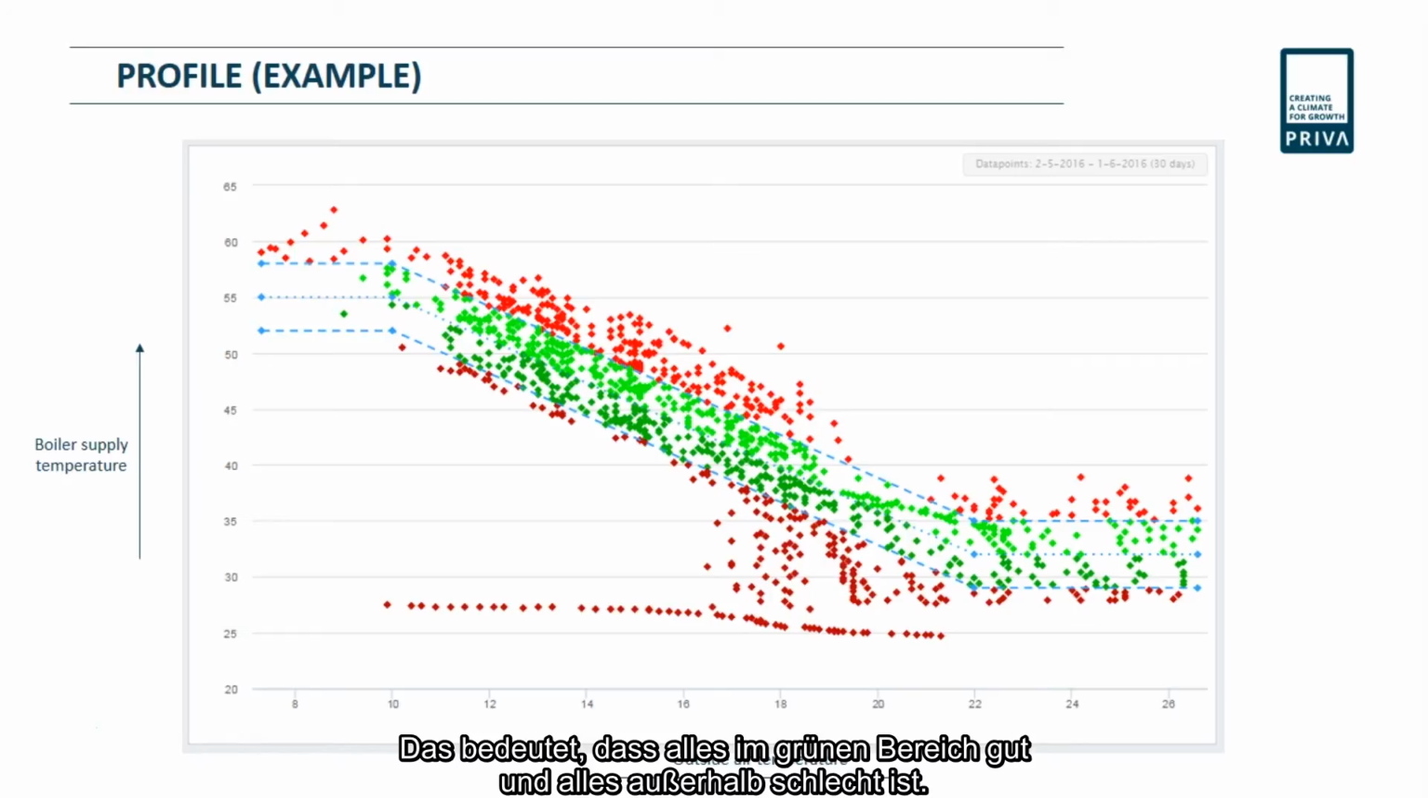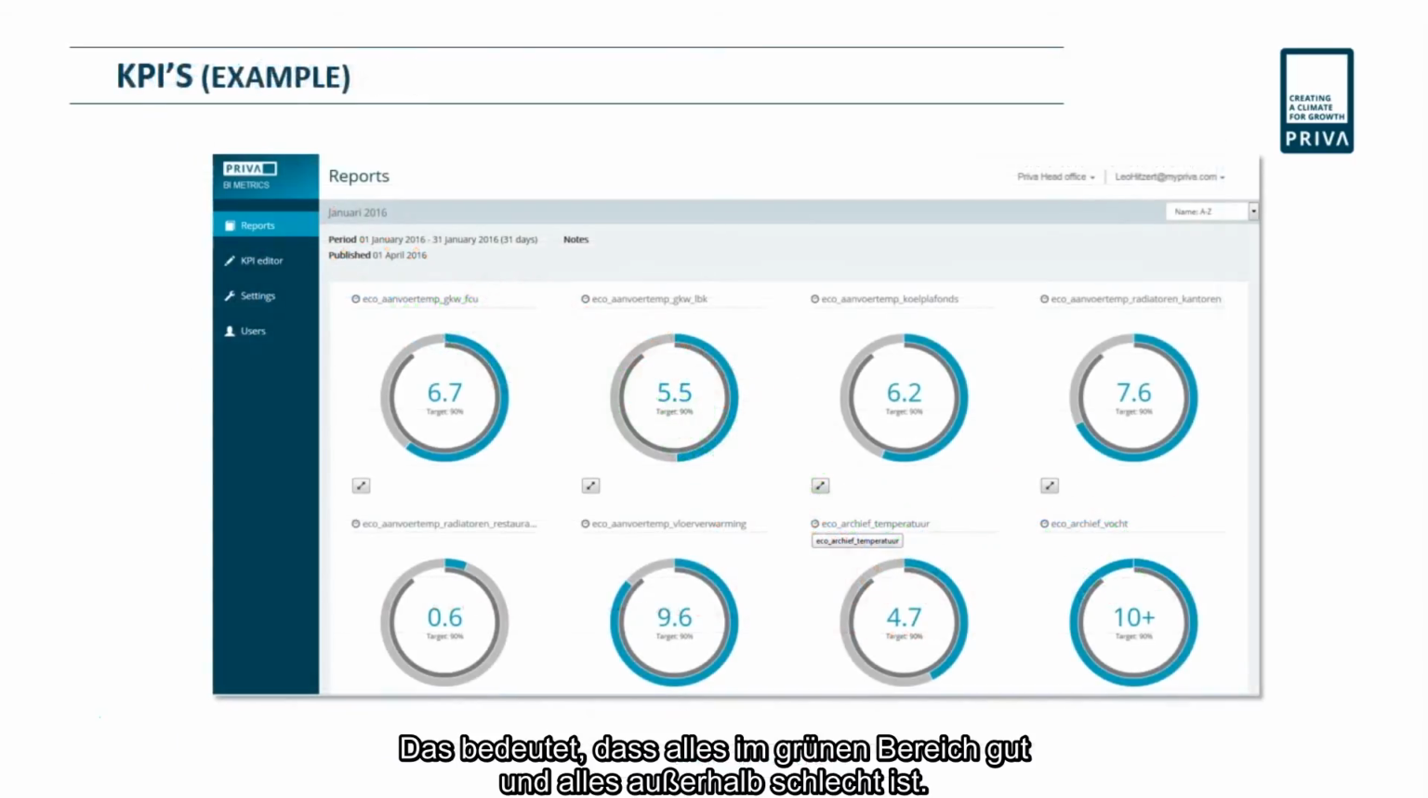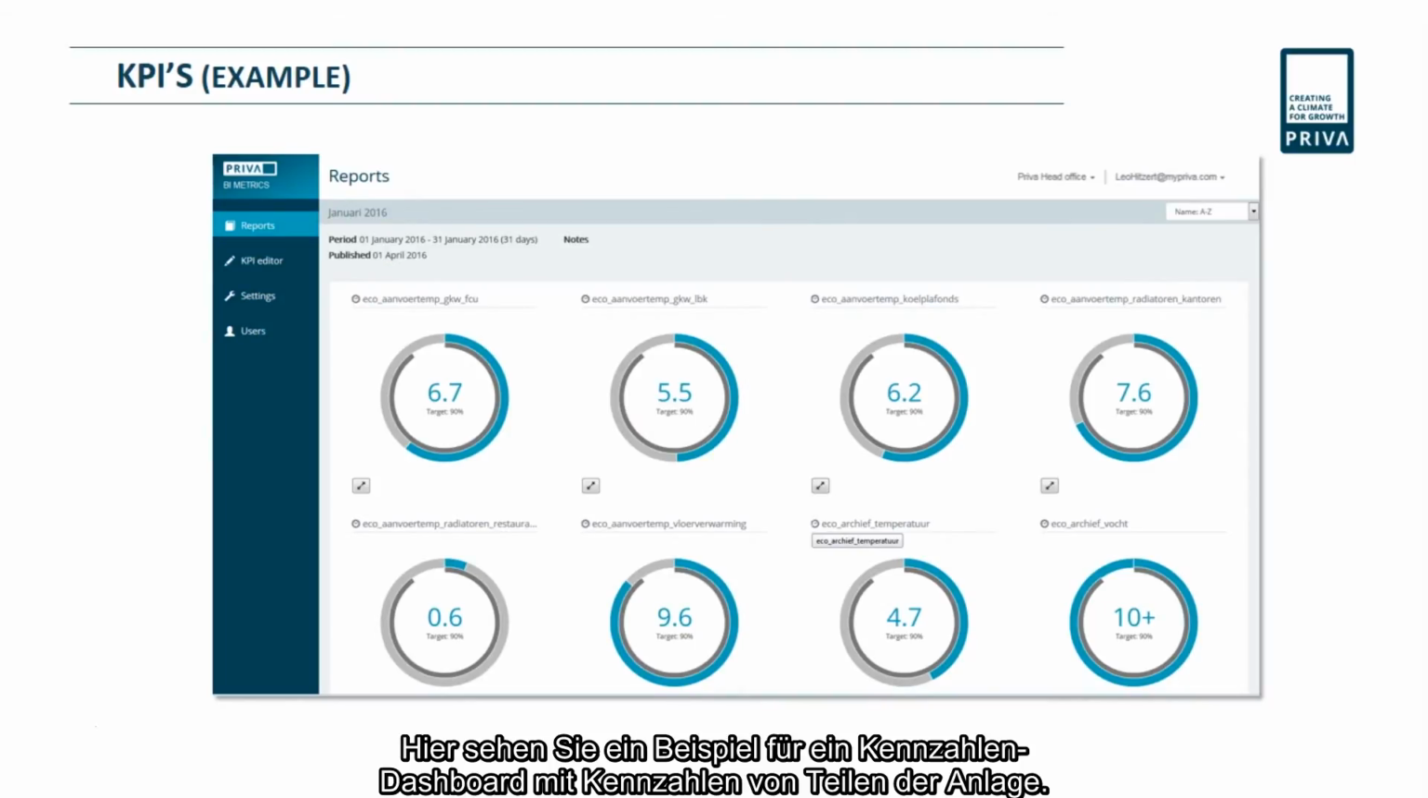This means that everything in the green area is good and everything outside it is bad. So when you look at those points, you can make a number, you can give it a grade, anything between 0 and 10. In this case this is a KPI dashboard. Again, it's just an example with some dashboards, with some KPIs from installation parts.